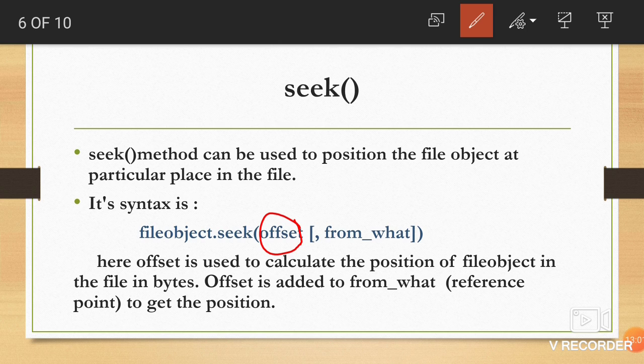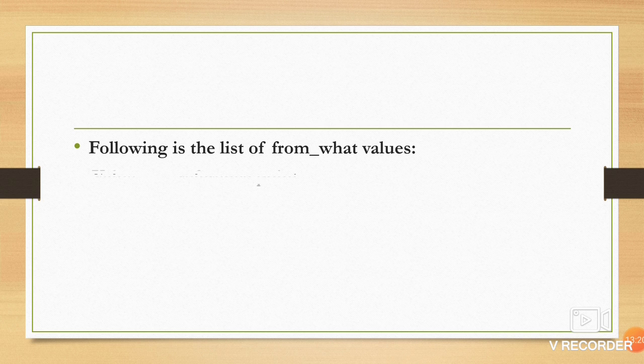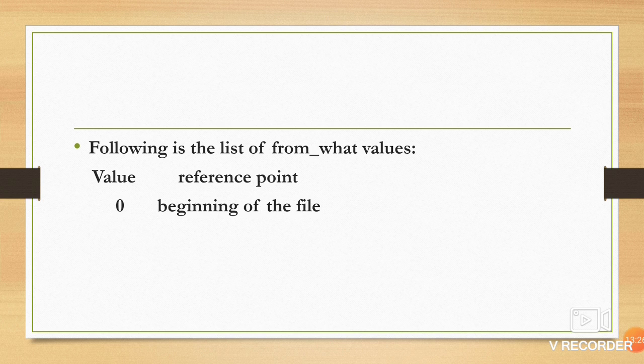Offset is added to the from what reference point to get the position. Okay. अब offset is added to the from what reference point to get the position. Now we will see what this reference point is. Okay. On to the next slide. Following is the list of from what values, value and reference point. First is 0. 0 means beginning of the file.